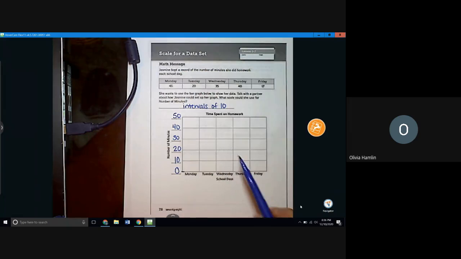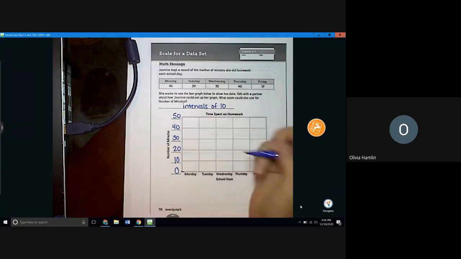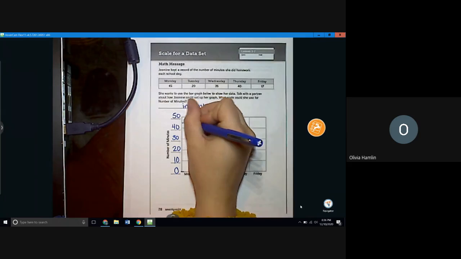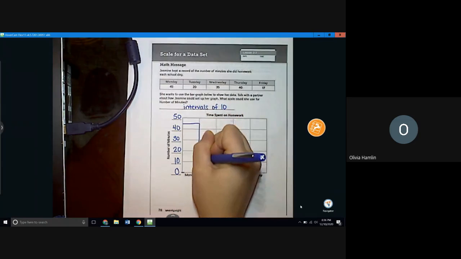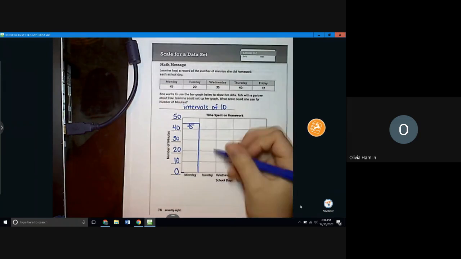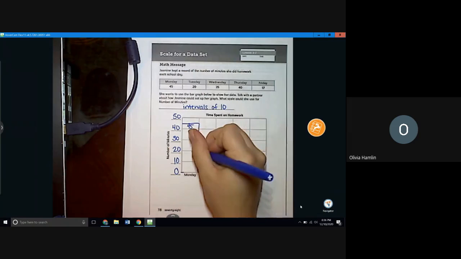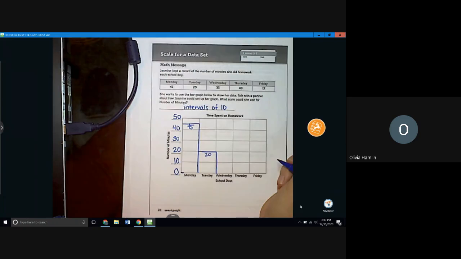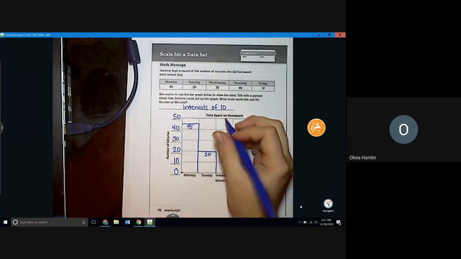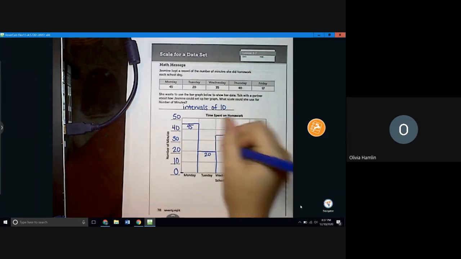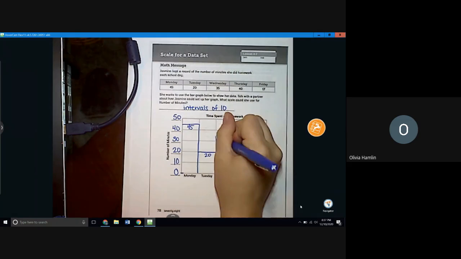or the number of minutes she did homework each day. So Monday was 45. 10, 20, 30, 40. Then I go halfway, 45. Now Mrs. Hamlin isn't going to color all this in because I don't want to waste my pen. Okay, but that is 45. On Tuesday, she did 20 minutes of homework. 10, 20. I would graph to that second cube. All right, on Wednesday, she did 35 minutes. 10, 20, 30. Go halfway to 40. And I have my 35 minutes.